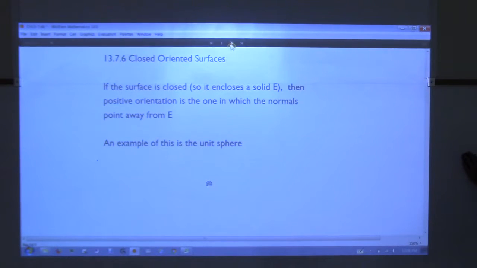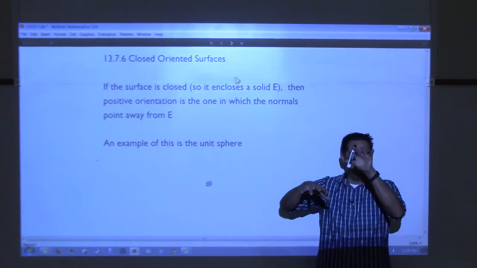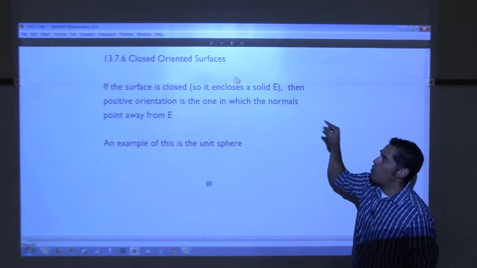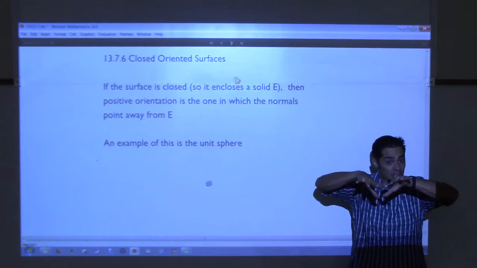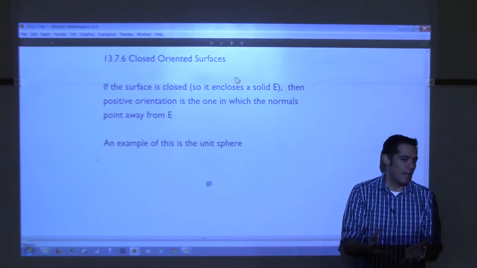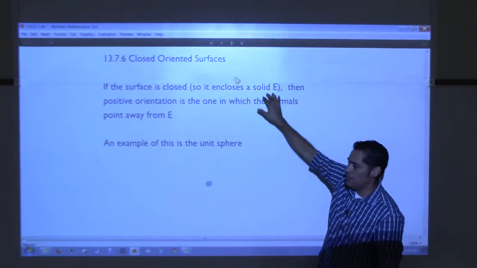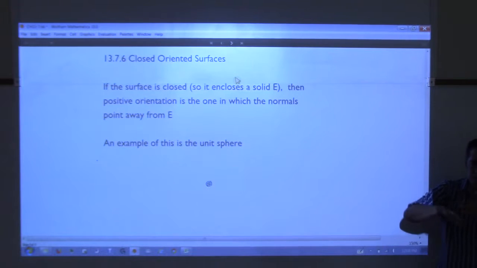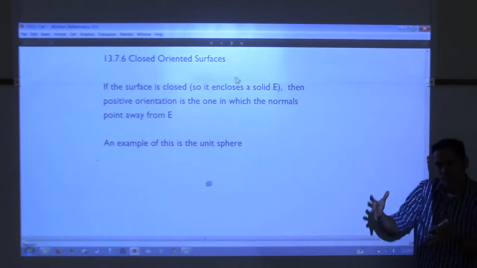All right. Now, an oriented surface is any surface where we can compute normals, and those normals can point in one of two directions. A closed oriented surface is a surface that is closed, like a sphere. That means that it encloses a solid. So it creates some solid by closing. So it's not like this nice little sheet that just continues forever. It has to come back around and close on itself.